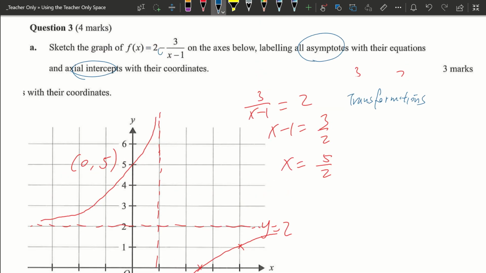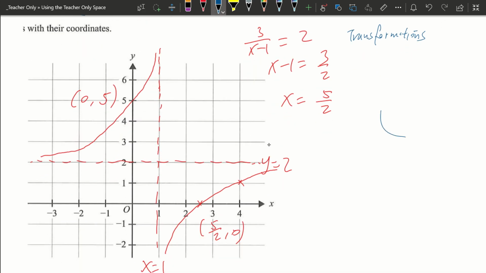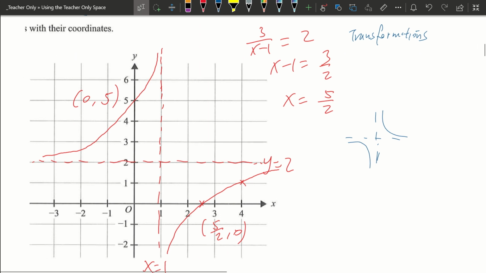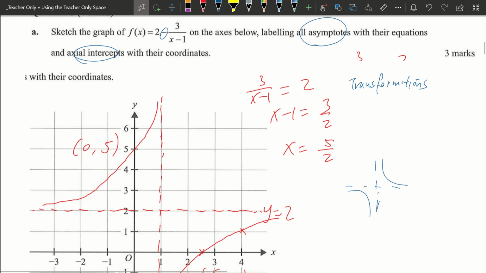And then of course you also have the negative here, which is a multiplying. It's negative 1 times 3/(x - 1), which means it's a reflection. So instead of looking like this, we have the red graph, the red one, which is the correct one. So you reflect in the x-axis, or the y value becomes negated.